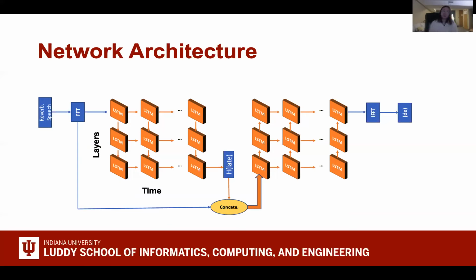And we still have three layers of LSTM, and we take the last hidden state from the last hidden layer as our output, the direct plus early room impulse response in the frequency domain. Then we do the inverse FFT. We can get the direct plus early room impulse response in the time domain.